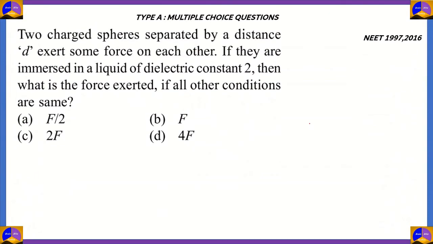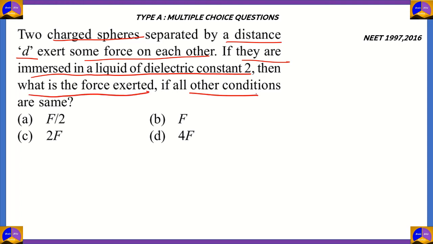Let's look at the final question of this episode. Two charged spheres are separated by a distance d. They exert some force on each other. If they are immersed in a liquid of dielectric constant 2, then what is the force exerted if all other conditions are the same? So the force exerted is not in free space, it's in a liquid of dielectric constant 2. That's the only change that we need to apply here. The distance is d as given in the question.